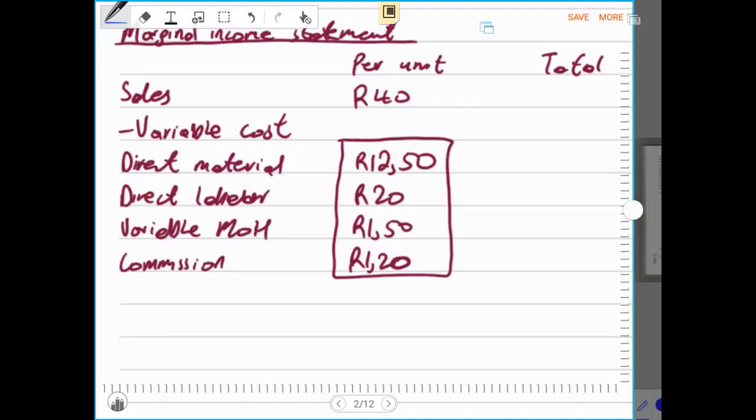So in this case, all the variable production costs, which are direct material, direct labor, and variable manufacturing overheads, remained the same. If there was an increase in the variable production cost, then these 3 will have to be adjusted by the given percentage, which is the increase. So our commission went down, and now we will get to our contribution per unit.